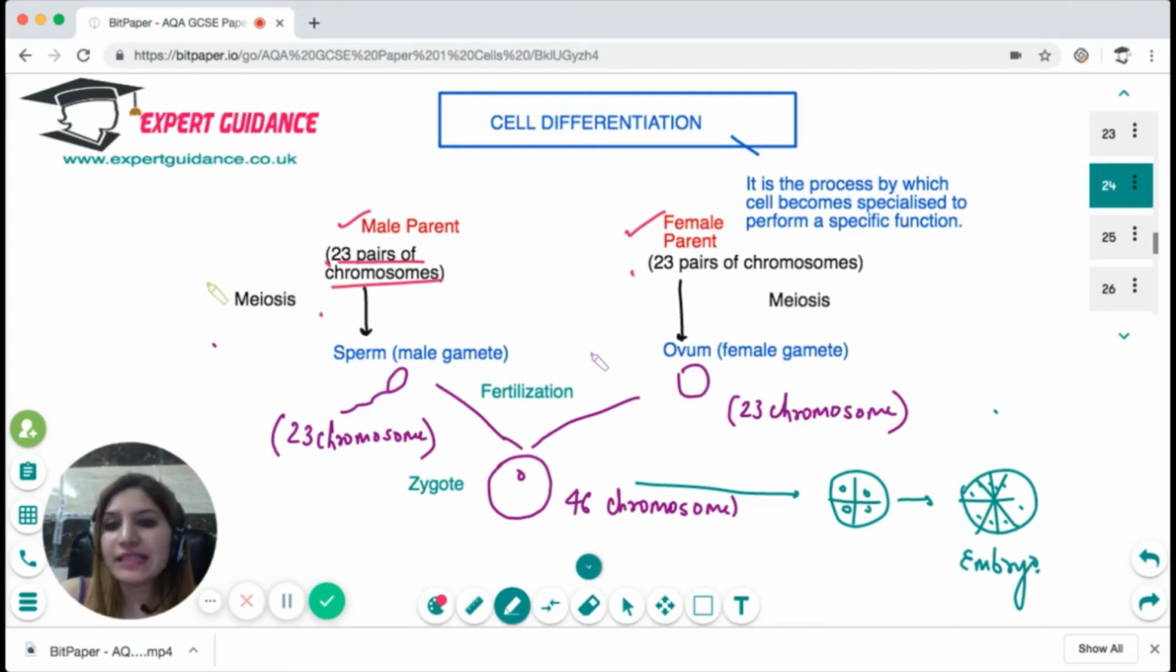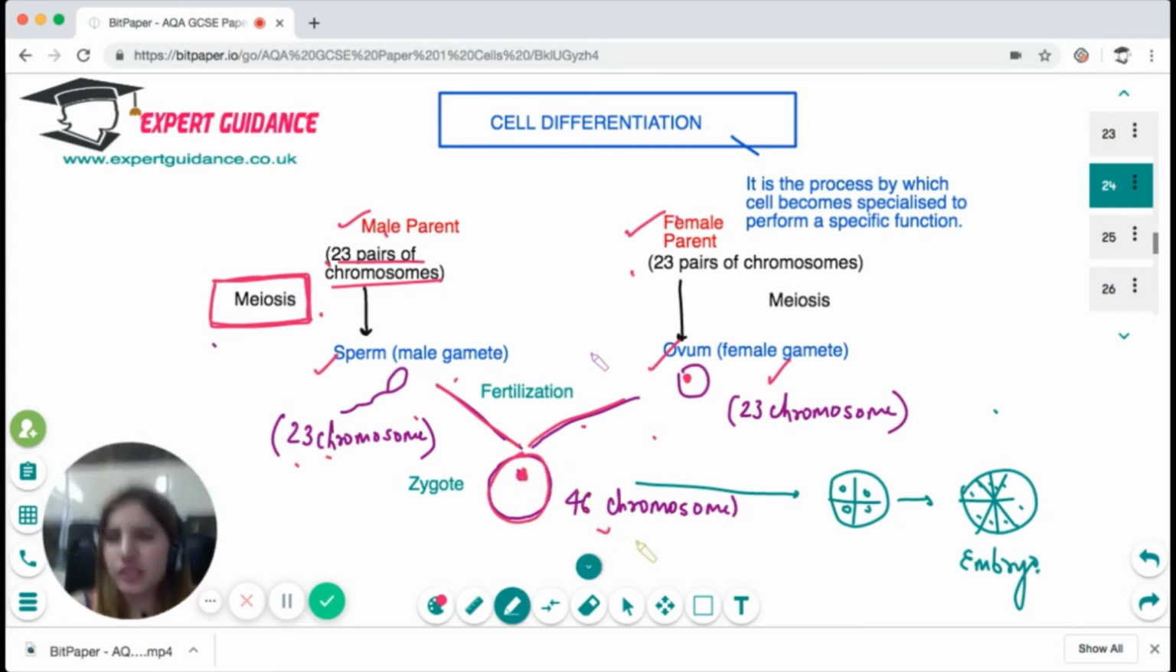Now, the male cell undergoes another division. We just saw mitosis. There's another division called meiosis, which produces half the number of chromosomes and is required to make the gametes. So the male parent makes a sperm, or male gamete, and the female parent makes an ovum, or female gamete, and both have 23 chromosomes. Now, during fertilization, they fuse to form a zygote, and this zygote now has 46 chromosomes, so the 46, or 23 pairs, number is restored.